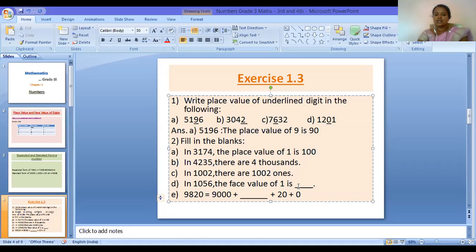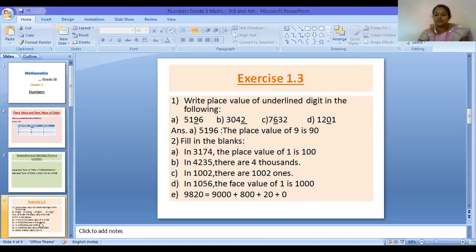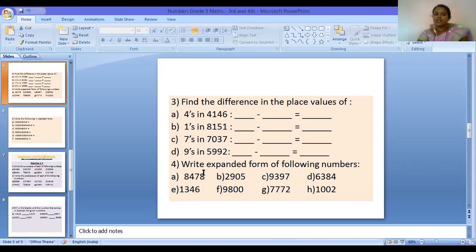In 1056, the place value of 1 is, yes, it is 1000. In the same way, we have 9820, which is written as 9000 plus, what would be the missing number to be placed after 9000, yes, of course, 800. So it is 9000 plus 800 plus 20 plus 0. Great. So let's move ahead.